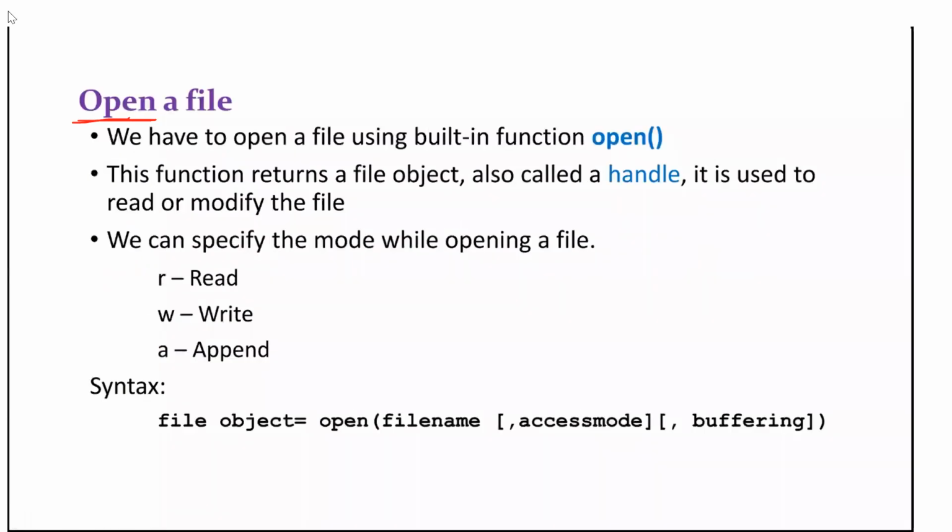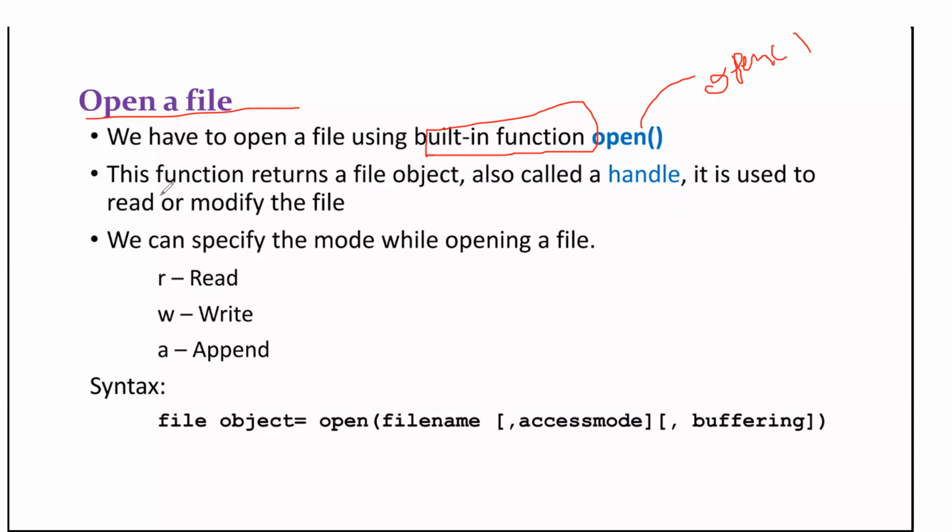Now, first one, what are the things we are going to do? Open first, next read or write or append, then close. First we are going to open the file. How can we open it? There is a built-in function in Python, simply open. Using open, we can open the file which is stored in the local disk.